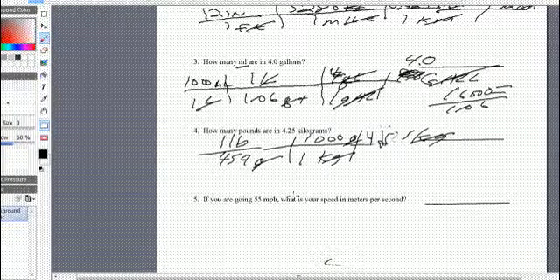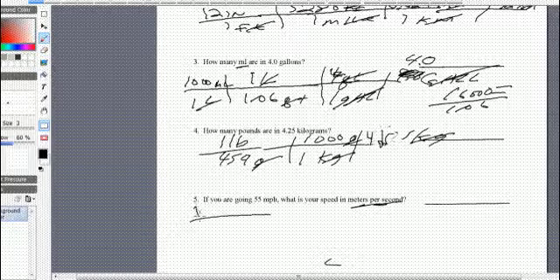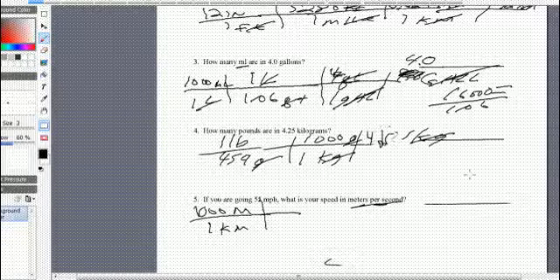These are the tough ones. They're really not tough, you just gotta read what you're looking for. I'm looking for meters per second. I know there's 1,000 meters in 1 kilometer. I know 1 kilometer is 0.621 miles.